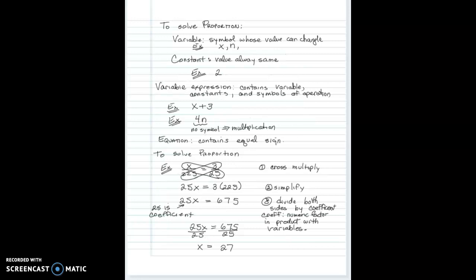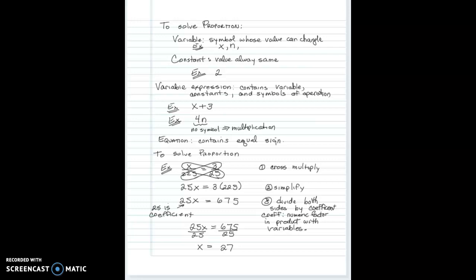So now what we want to do is try to solve a proportion. When we're trying to solve a proportion, we need to first introduce the idea of a variable. A variable is a symbol whose value can change. Just like in life, if something's variable, it can change. Examples commonly used are things like x and n.